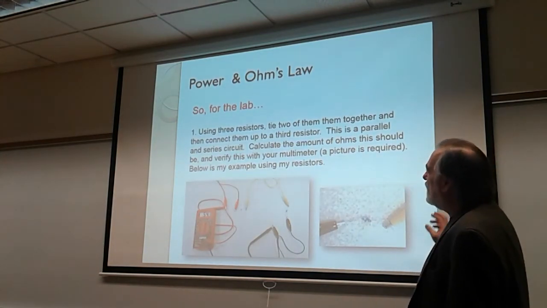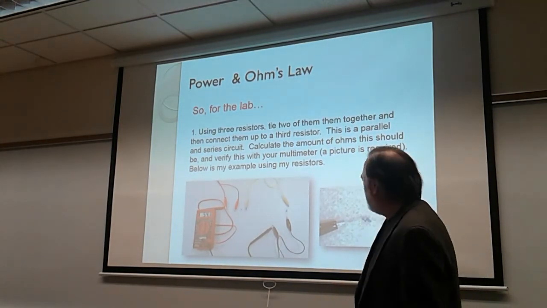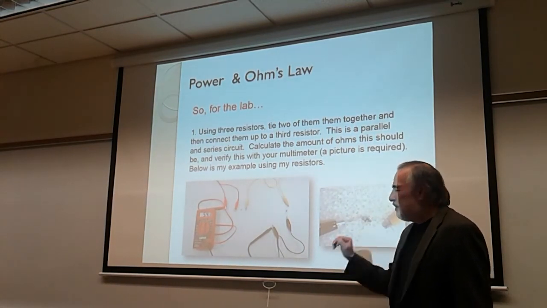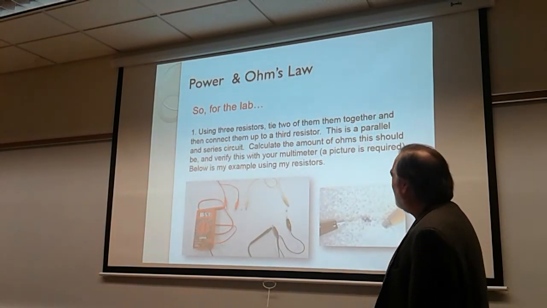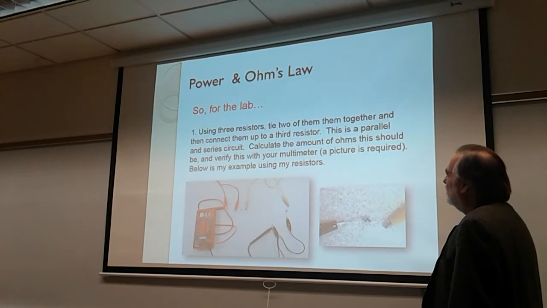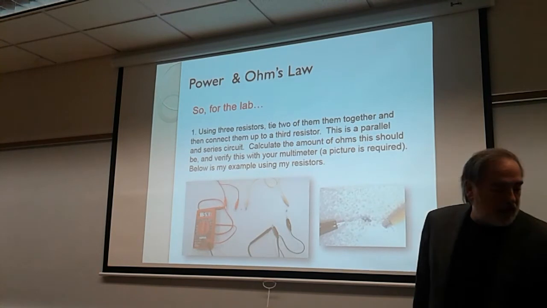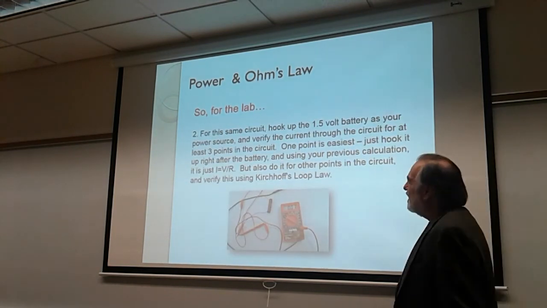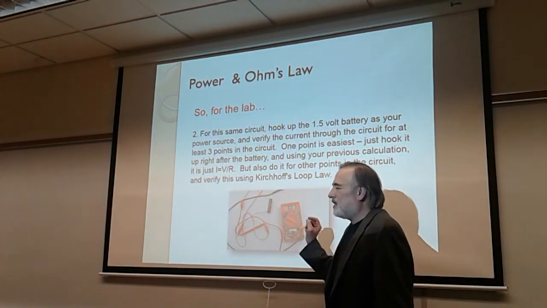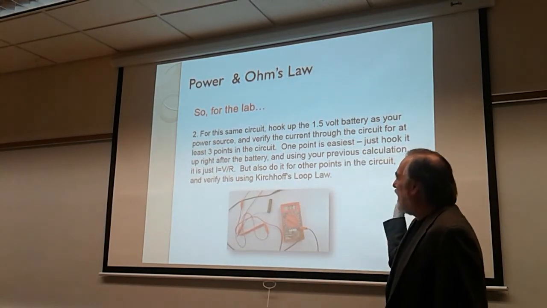So for this lab, number one, take 3 resistors, tie 2 of them together. And what I mean by tie 2 of them together is to simply take the ends and tie them together like that, and that's your parallel circuit. And then connect it up to a 3rd resistor, and then calculate the amount of ohms that you should have, and you're going to verify this with your multimeter. The second part is you're going to hook up a battery into this and verify the current, much like I did walking through the circuit, at 3 different places.